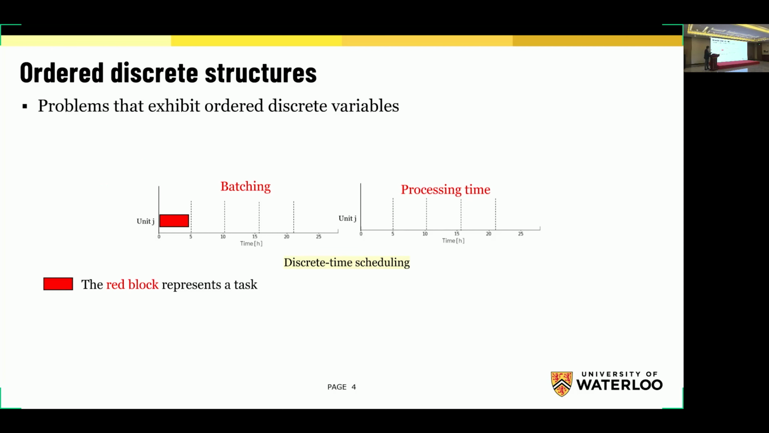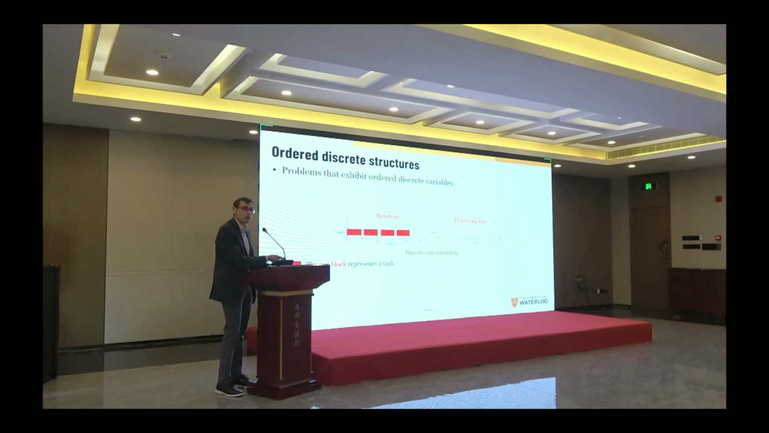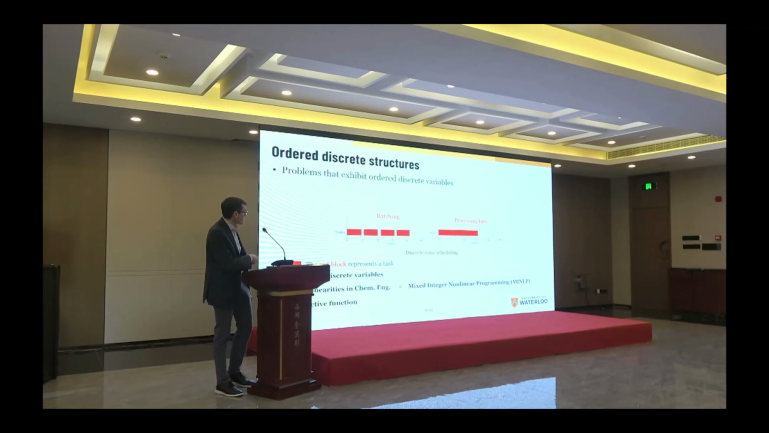So in this case, for example, for batch processes, if the batching happens in this unit J and I have a task with a certain processing time, since this task is going to be continuously done on that unit J, then I can reformulate this as an ordered discrete type of decision. And in this case, I can determine the processing time for each one of these tasks that will be assigned to this unit J.